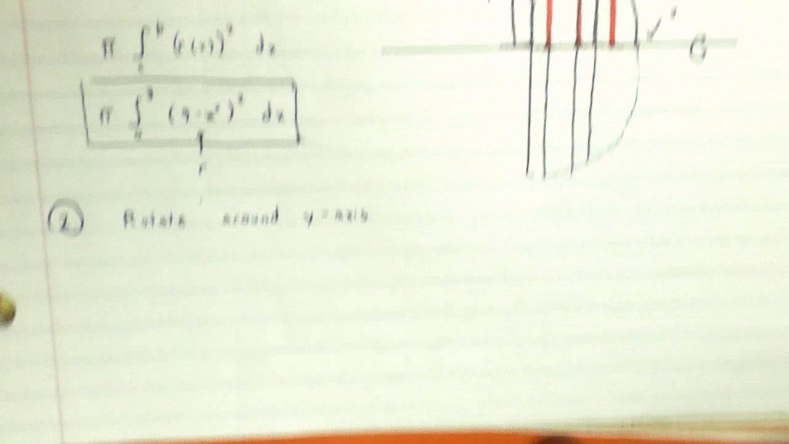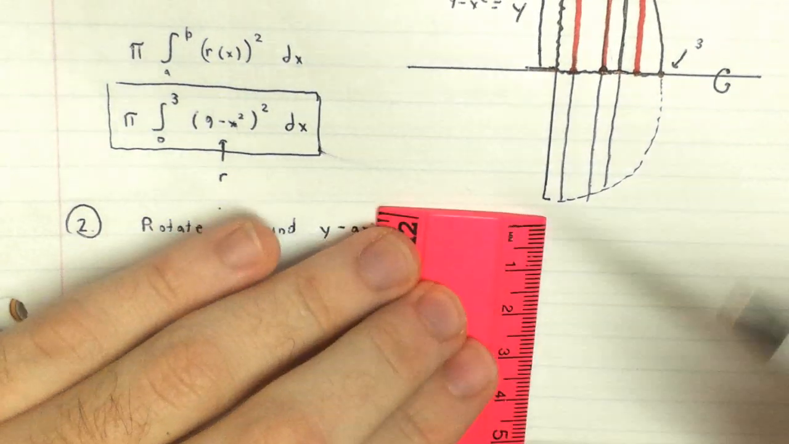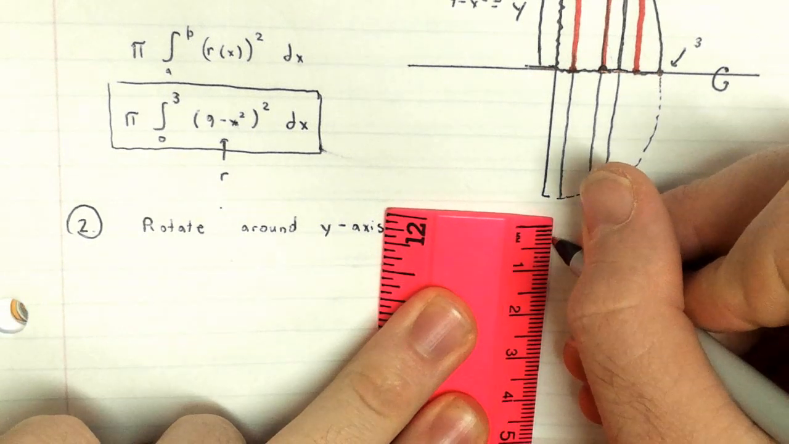I want to do the same thing, same shape, but now we're going to rotate it around the y-axis. Yes? Does it matter between clockwise or counterclockwise? No, it makes the same thing, because they'll always be symmetrical, because you're rotating all 360 degrees. All right, we're going to rotate this one around the y-axis now, so same shape.